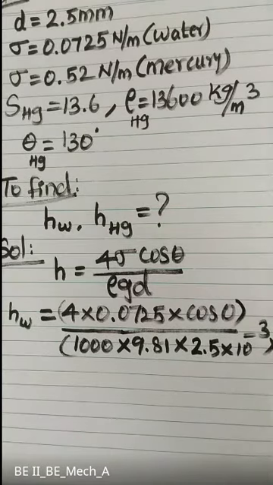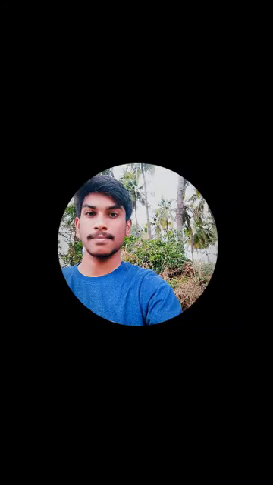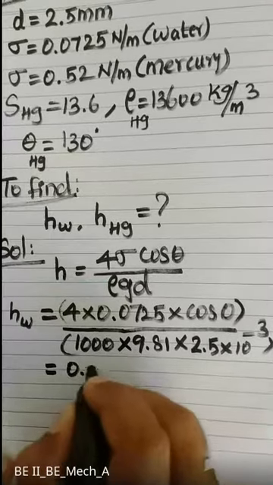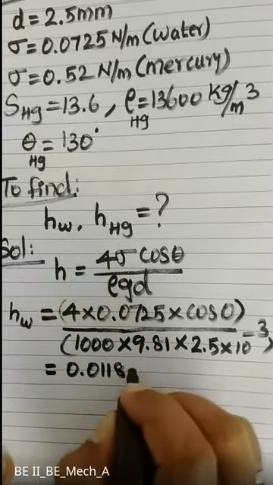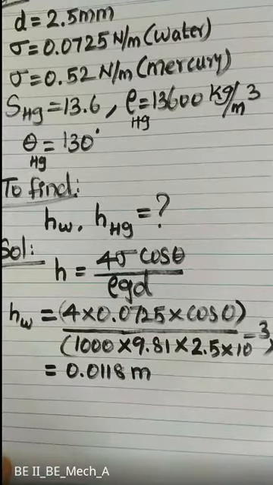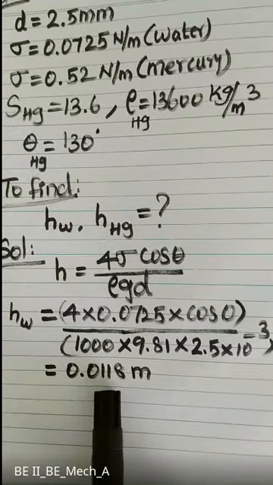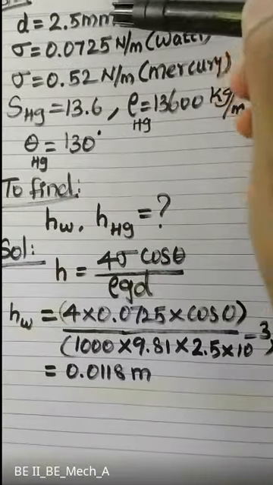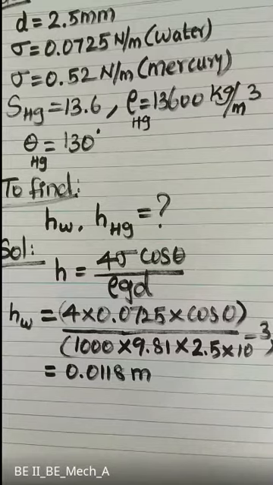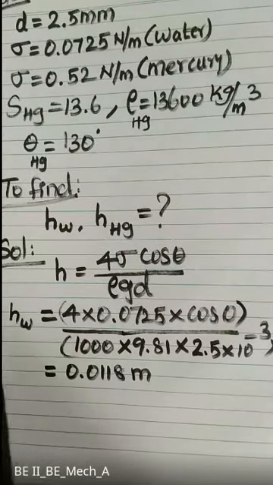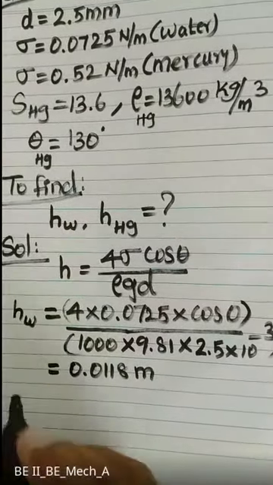What is the answer, Kana? 0.0118. So the unit is meter. So we have this capillarity rise in water if you are immersing this particular diameter of pipe into the water.